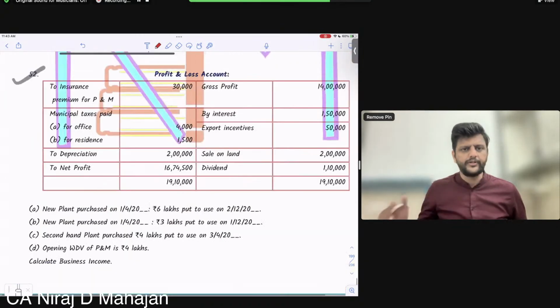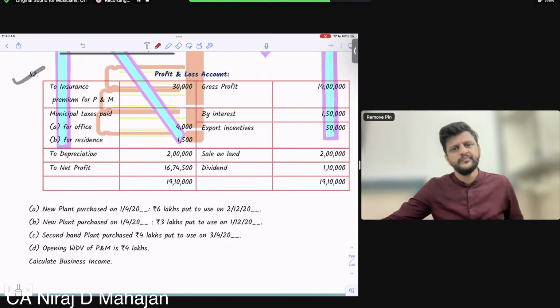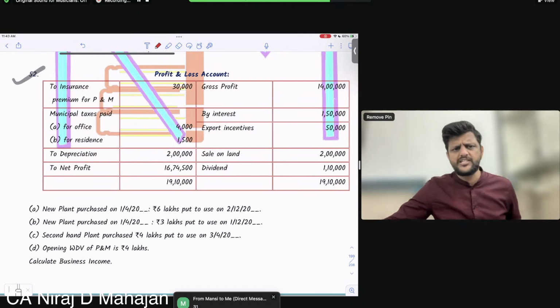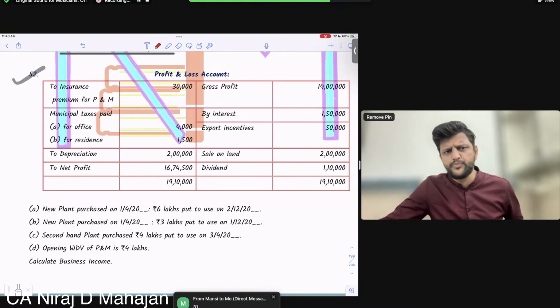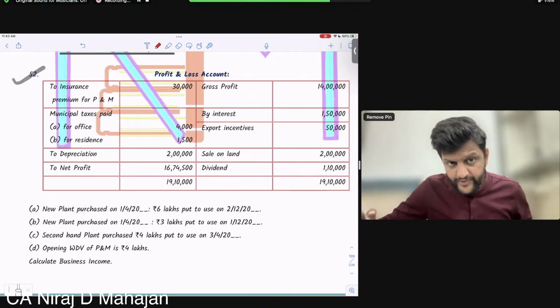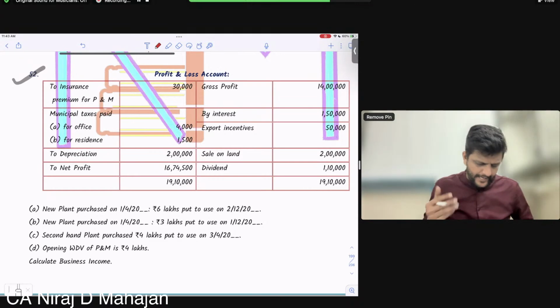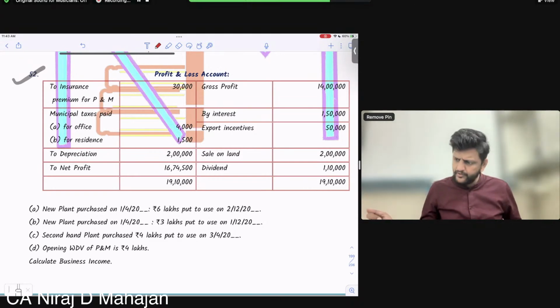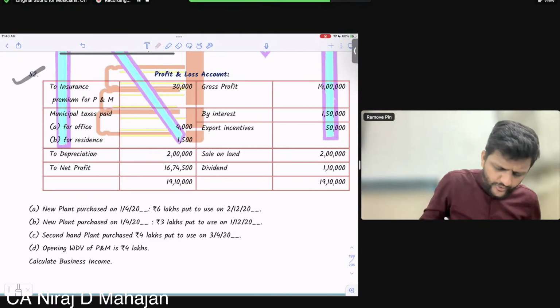Then check. What are the debits, expenditure? Insurance premium for plant and machinery. Section number? Fatafat. Tell me section number. 31. Very good. Then municipal taxes paid for office and municipal taxes which are paid for residence. Okay. Depreciation. This is book depreciation. Book depreciation means depreciation as per books of account. Clear? And then you have net profit. Clear till here?